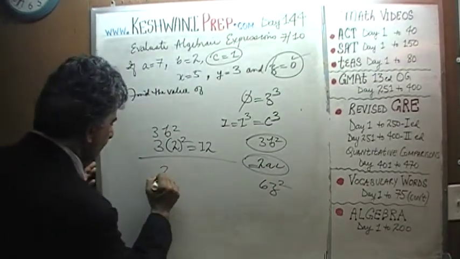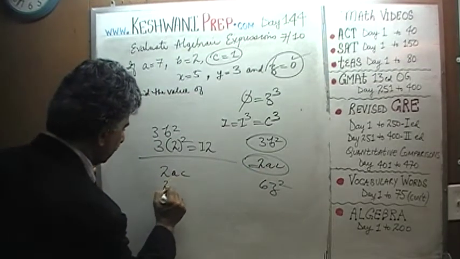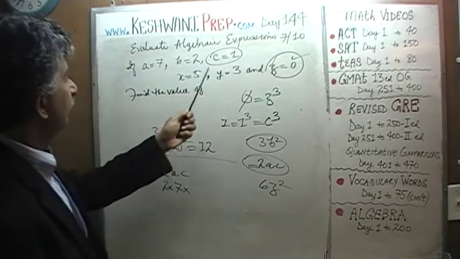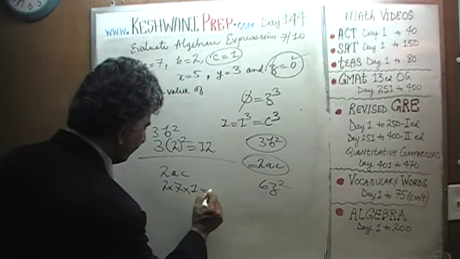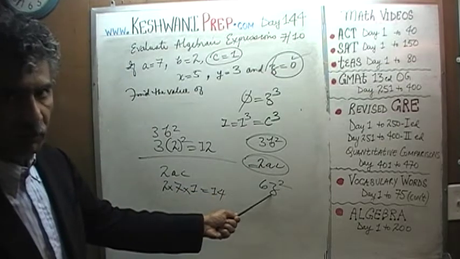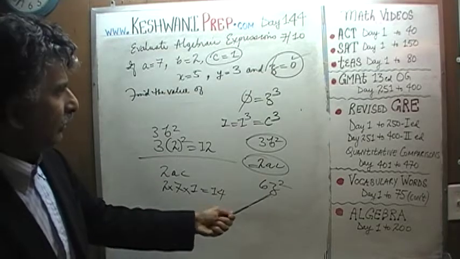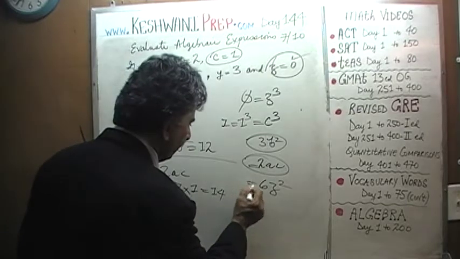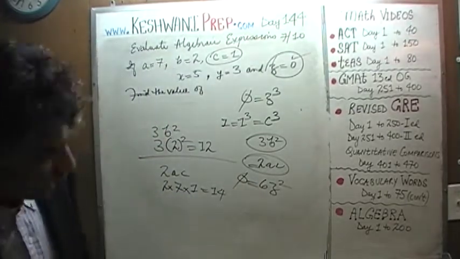2ac, 2 times A, which is 7, times C, which is 1. Oh, that's just 14. And Z here appears again. As soon as you see Z in here, the whole thing is going to be 0 because Z is equal to 0. 0 times anything is 0. This whole thing is just 0. Let's do 5 more.